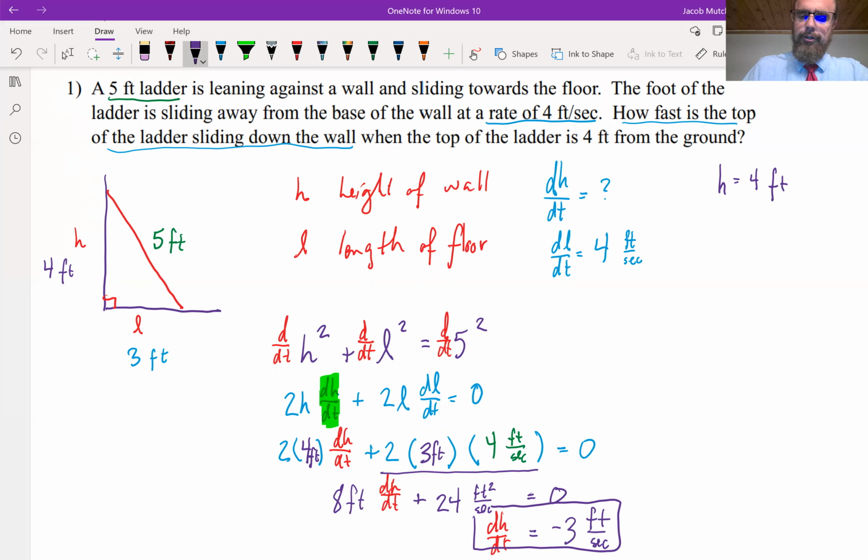And if we were to interpret that in the situation, that means that the height of the wall between the floor and the top of the ladder is decreasing at a rate of -3 feet per second when the height of that wall is 4 feet.